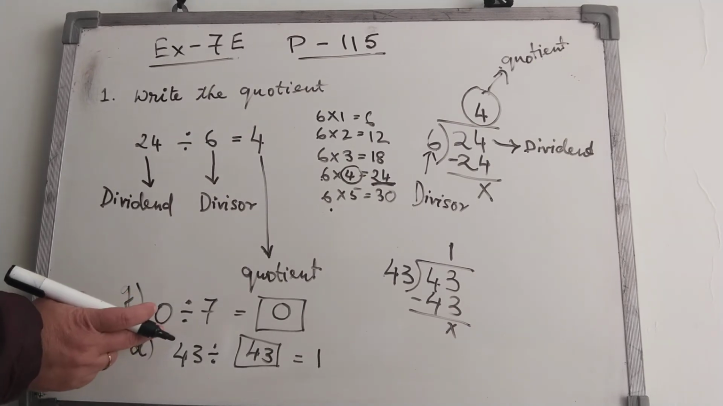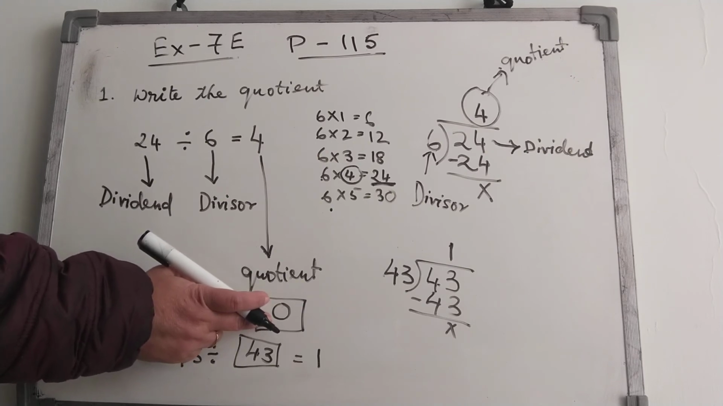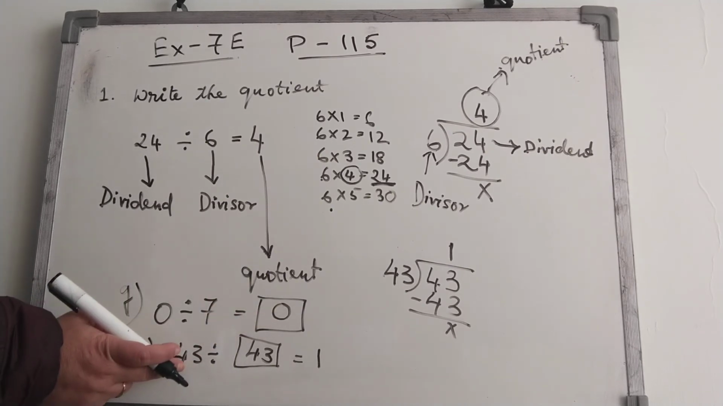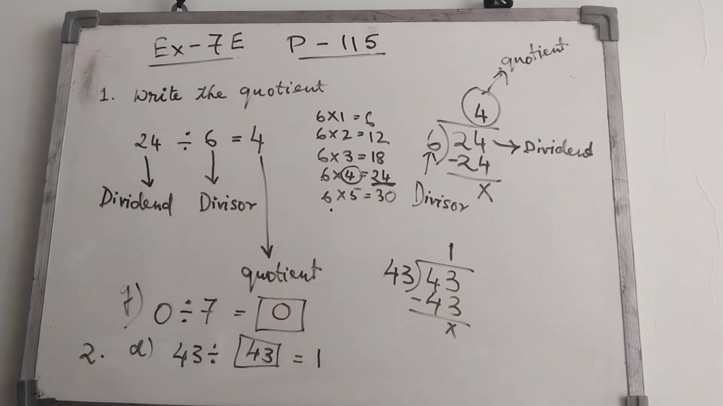So what have you understood? If we divide 0 by any number, the answer will always be 0. If we divide any number by that same number, the answer will always be 1.